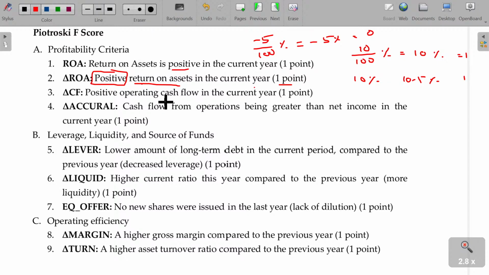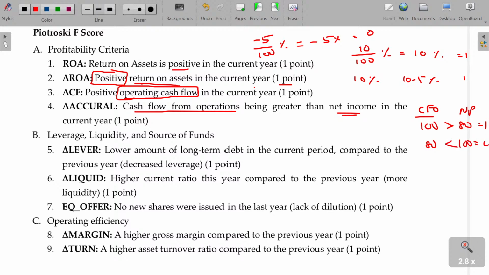Is that okay? Similarly, operating cash flow in the current year is compared with the previous year. If the change is higher or positive, then give 1 point. And cash flow from operations should be greater than net income of the current year. Find out the net income and calculate the cash flow from operations. If the cash flow from operations is greater, say cash from operations is 100 rupees and net profit is 80 rupees, then this is greater, give 1 mark. Otherwise, if the cash from operations is 80 and net profit is 100, then what happens here? Give 0 mark.